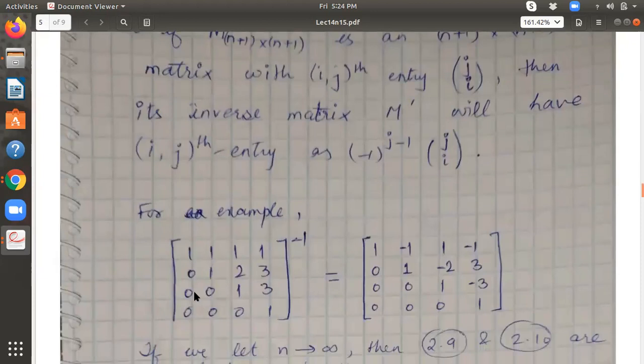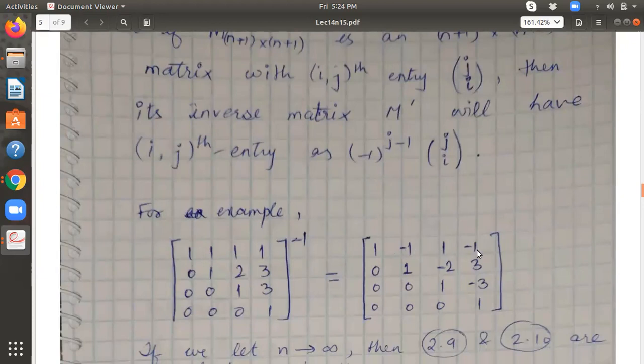if you consider this particular matrix 1, 1, 1, 1, 0, 1, 2, 3, 0, 0, 1, 3, 0, 0, 0, 1, then its inverse will have this entry as it is, because this is the 1,1th entry, so it has sign minus 1 raised to 1 minus 1, right? This is the 1,2th entry. ij is 1 comma 2. So you will have 2 minus 1, so there is a minus 1 involved here.